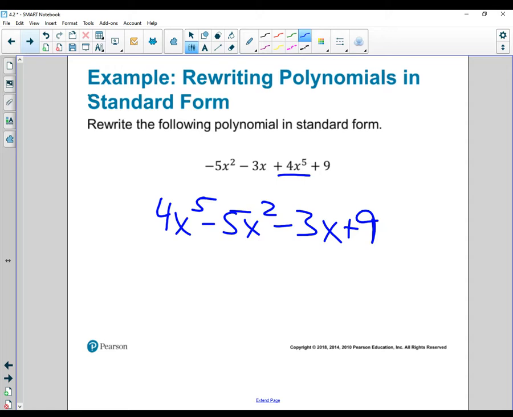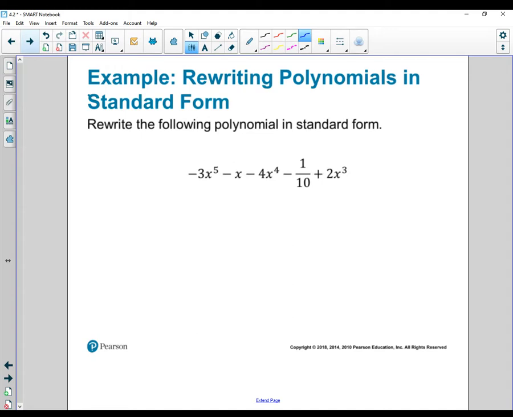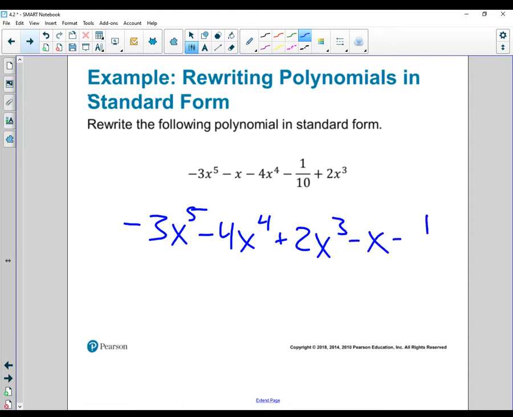Just largest to least. This one, the highest term, is actually first. Right, and the next one is to the 4th. The next one is to the 3rd. Next one is just the x. And then we have our constant at the end. Just making sure we keep all our negatives and positives where they go. Writing it in descending order.